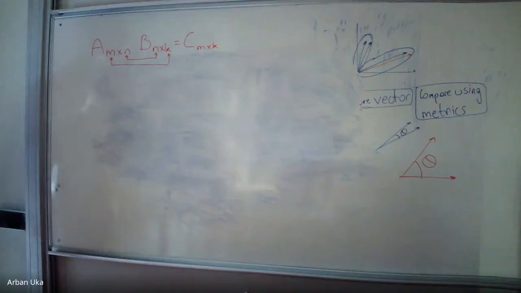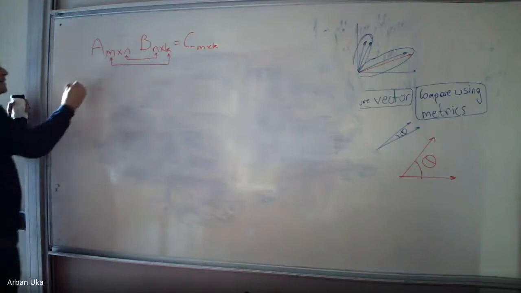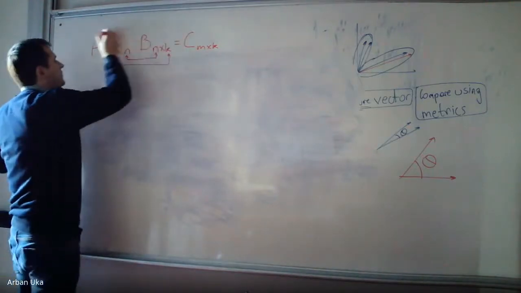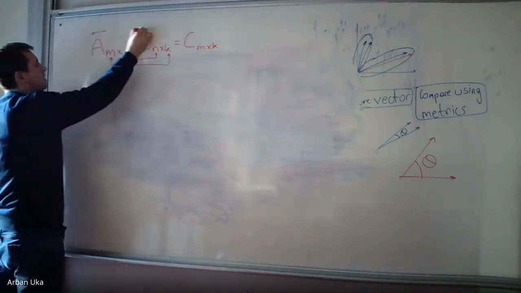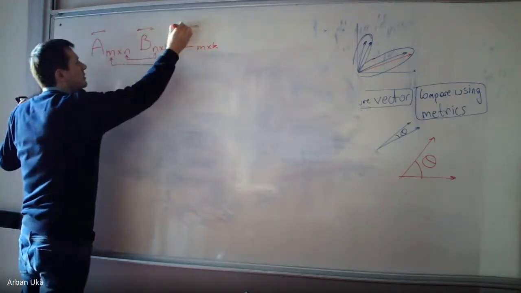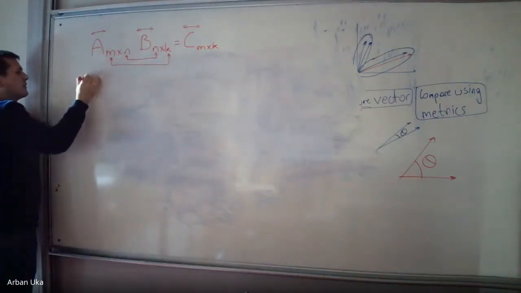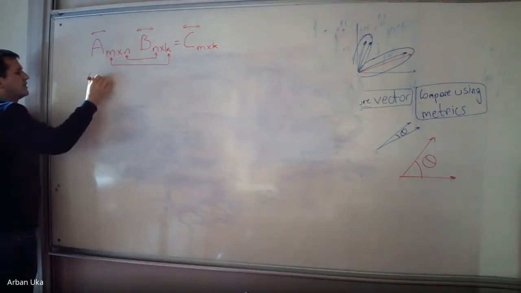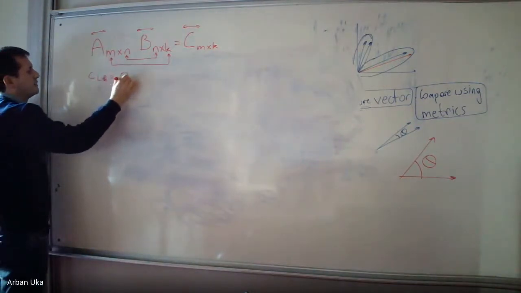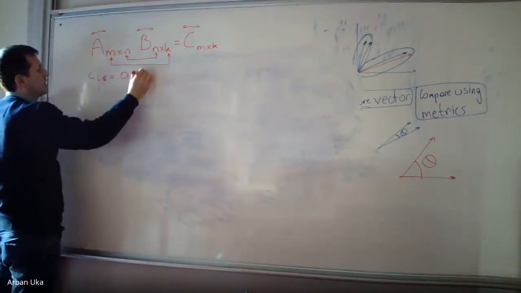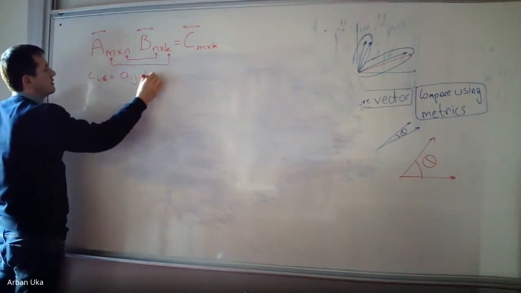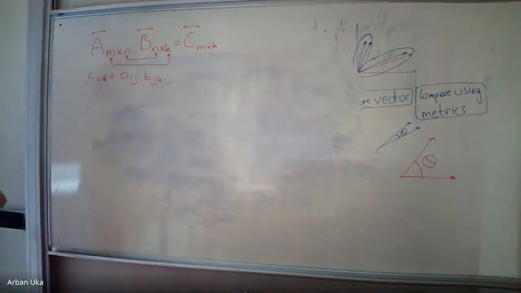Now let's see. If you go over the slide, we notice that this is capital C, and this is a matrix. Let's denote it like this. This is a matrix. This is also a matrix. Now we looked at the Cik. This was equal to Aij times Bjk. Okay. So this is what we saw together in the PowerPoint slide.